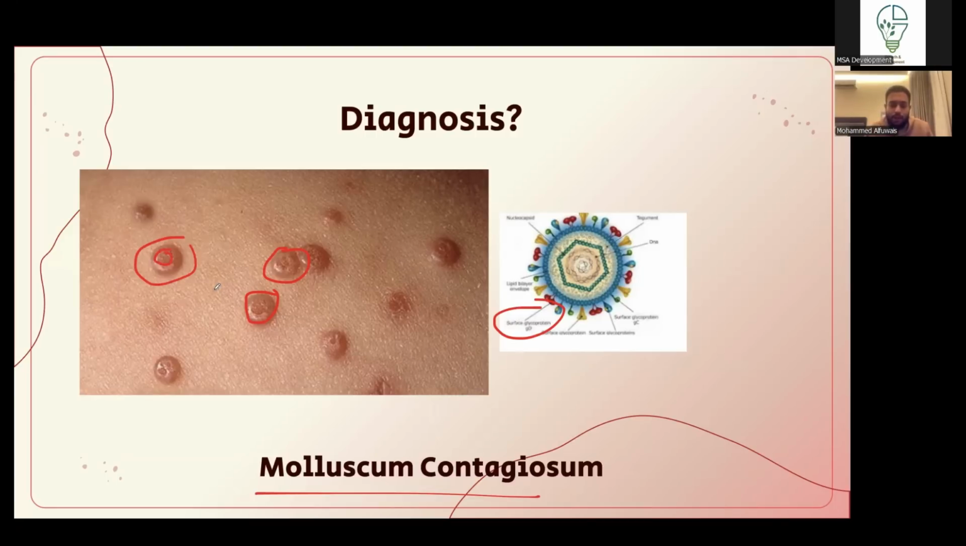And if it happens in a child, it can be anywhere on the skin. There's no specific location where they develop. In children, they just go away on their own. If it happens in adults, you treat them.